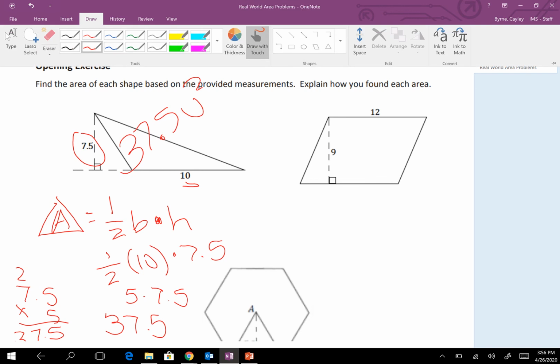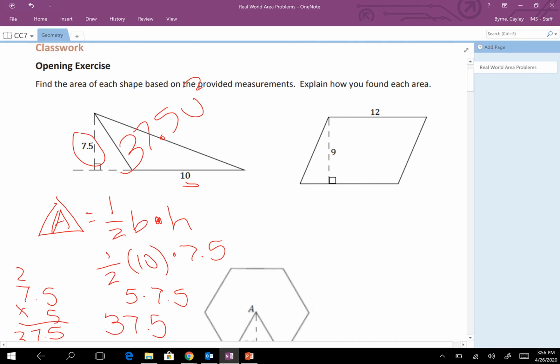All right, for the next one, let's see if I can be a little more organized. This is a parallelogram. Just making sure we're recording. All right, so for this one, it's just base times height. This is also 12, just like that is. So it's going to be 12 times 9, and 12 times 9 is 108. So it's 108 units squared.